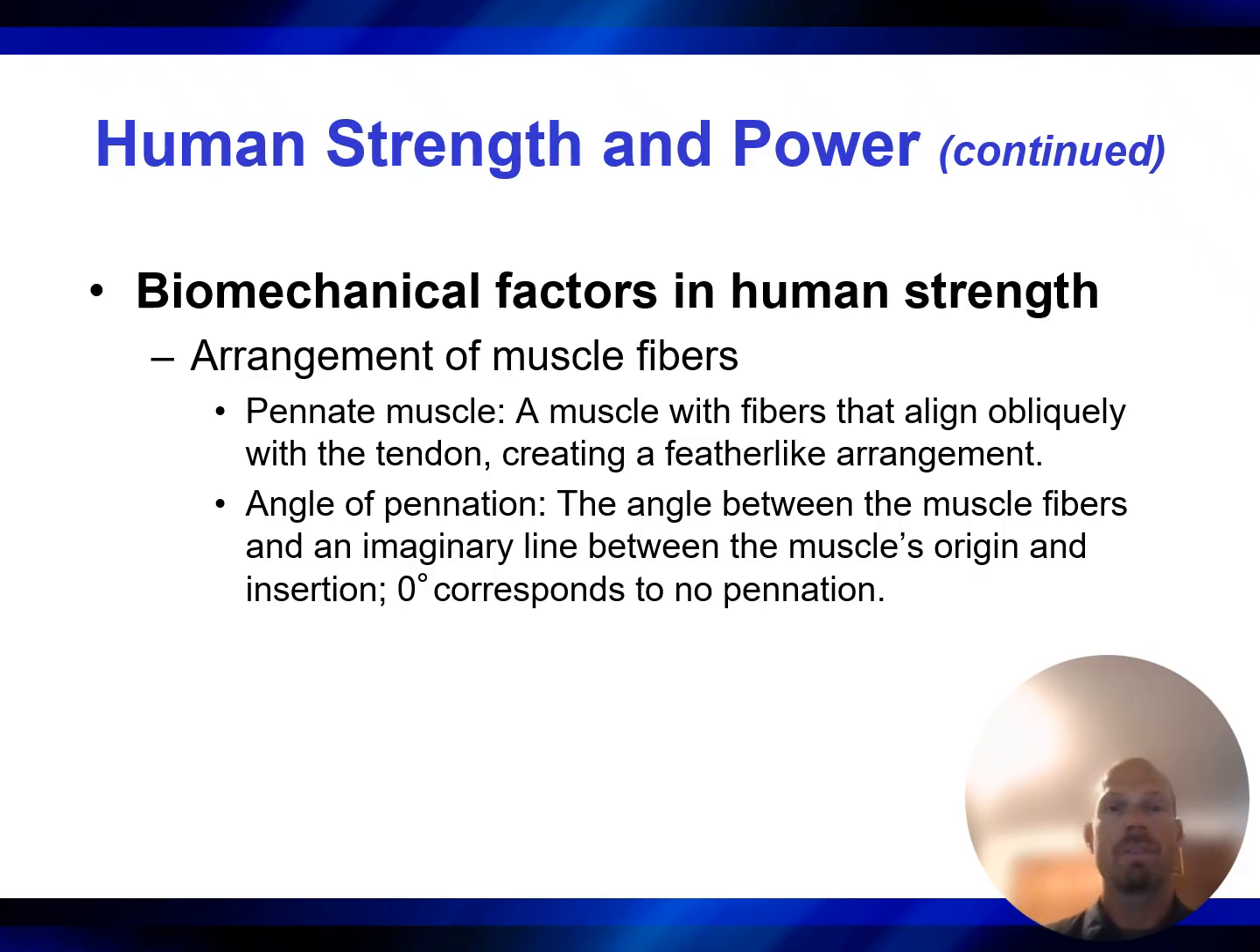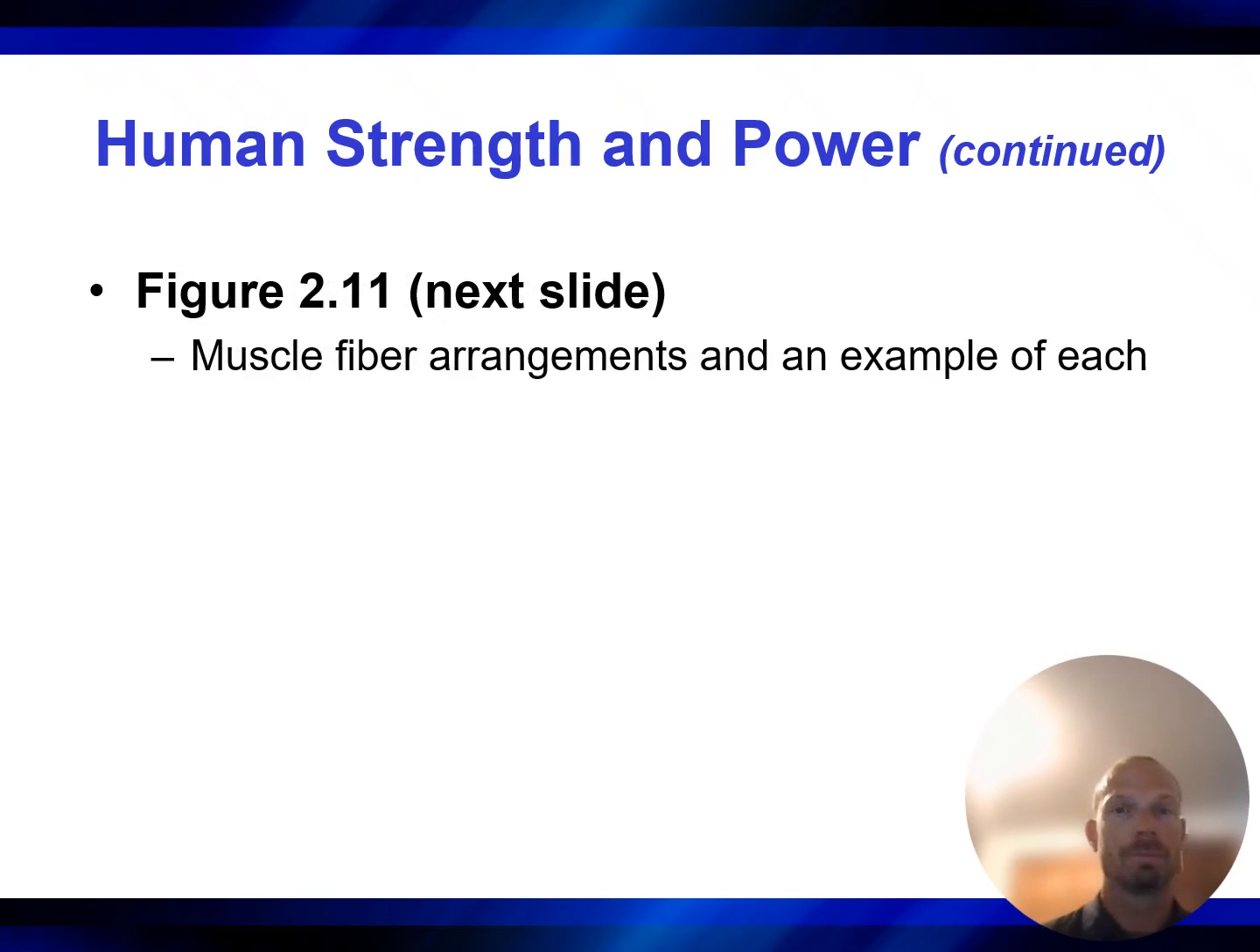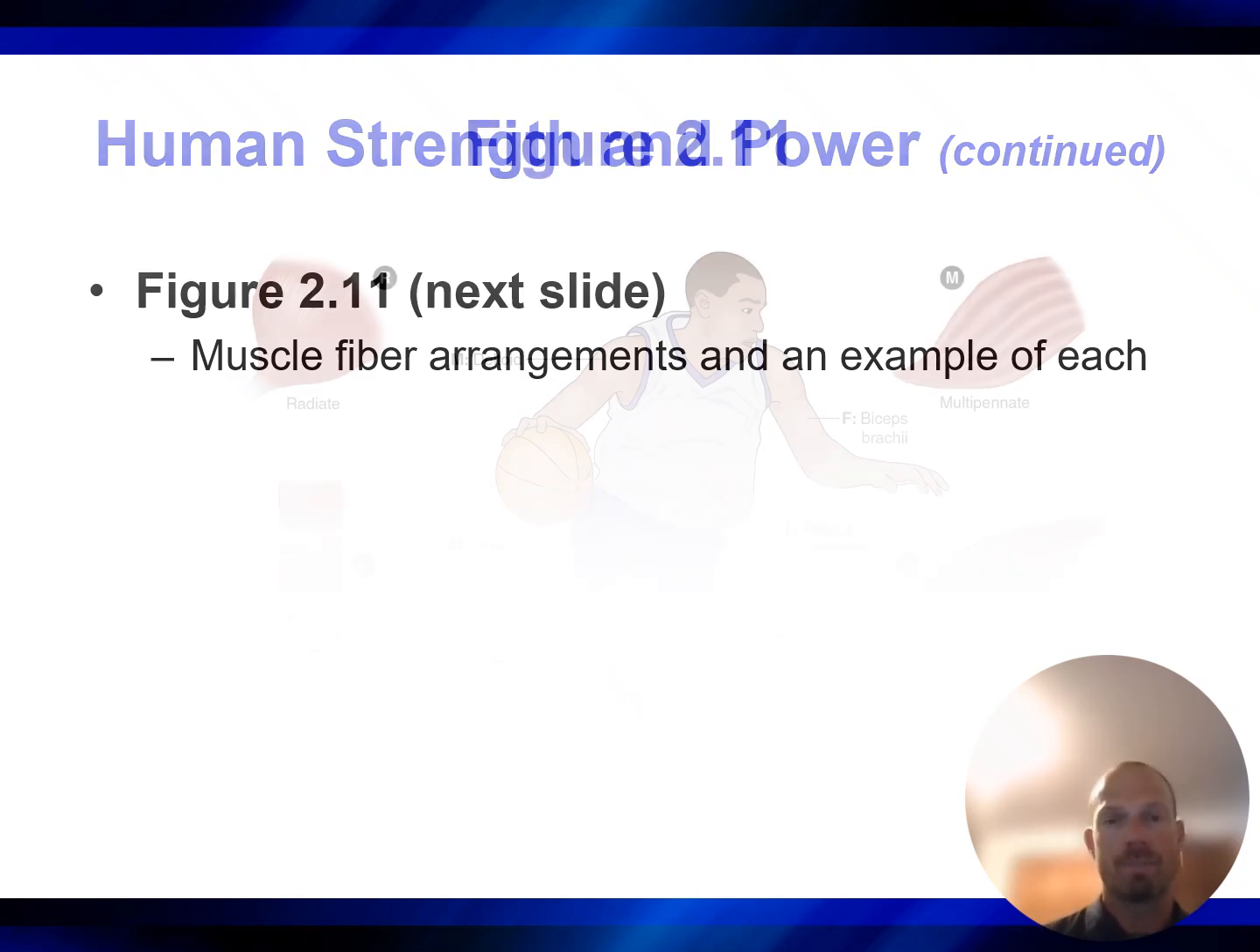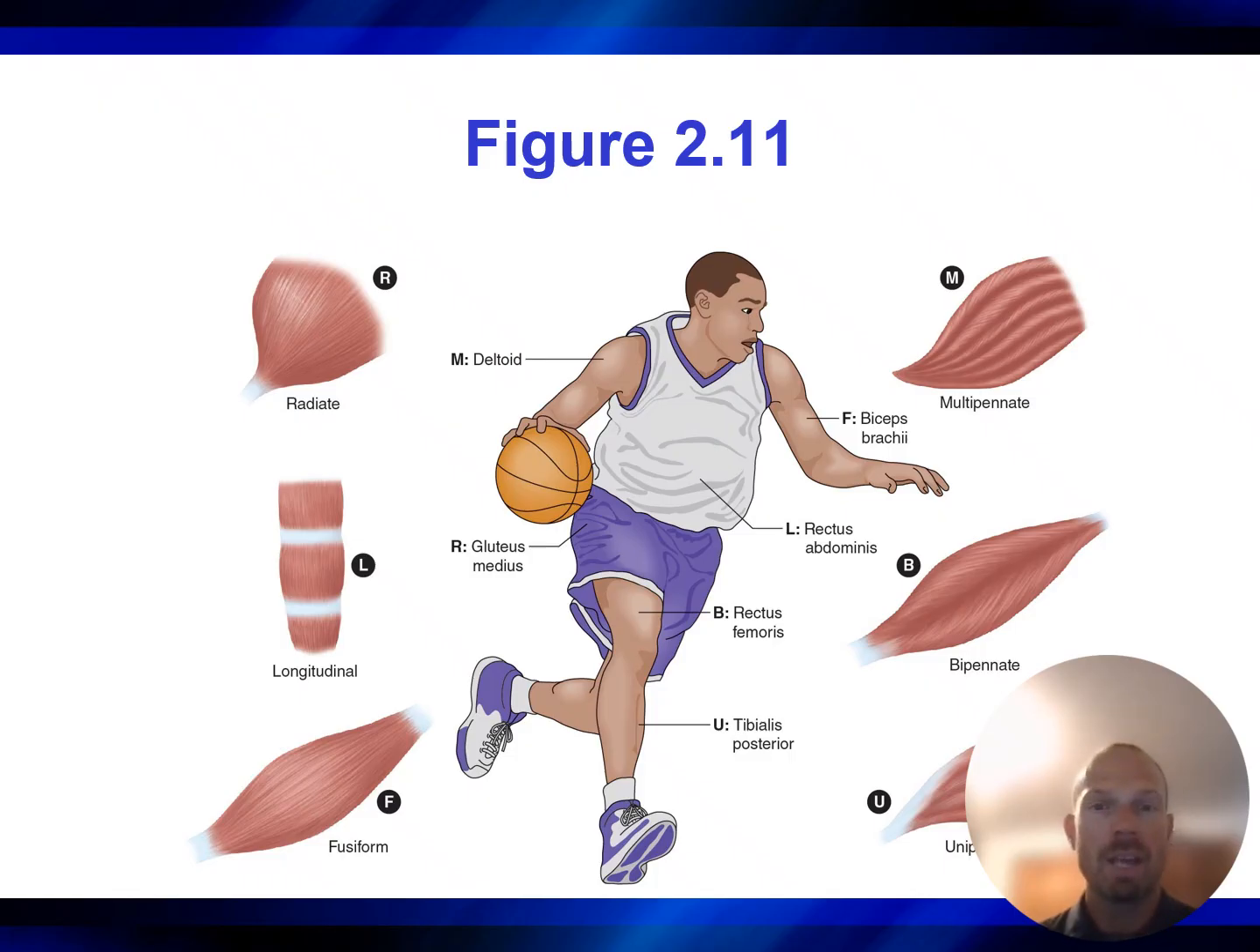The second factor is the physical structure of the muscle fibers. Pennate muscles feature fibers that run obliquely relative to the central tendon, creating a feather-like design. The angle of pennation dictates how many fibers can pack into a given area to drive force production. The next slides will show the muscle fiber arrangements and provide an example of each. And you see that here in various parts of the body.